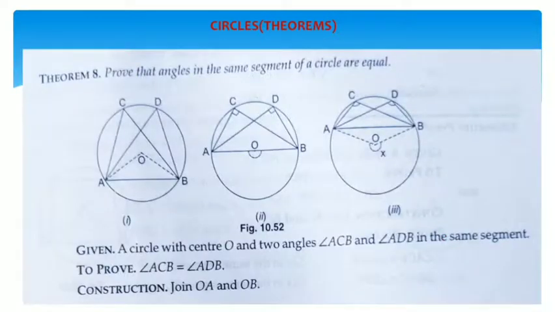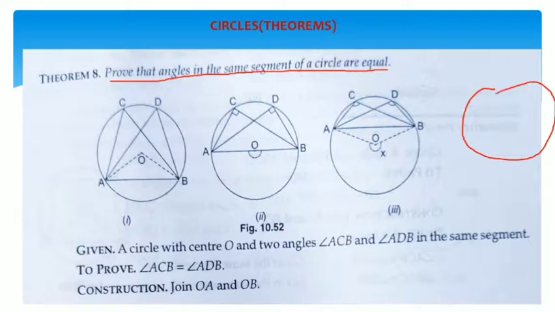Now moving on to one more theorem based on the same concept, that angle at the center is double the angle on the remaining part of circle. And the theorem has proved that angles in the same segment of a circle are equal. Now angles in the same segment of circle means, suppose this is a circle.